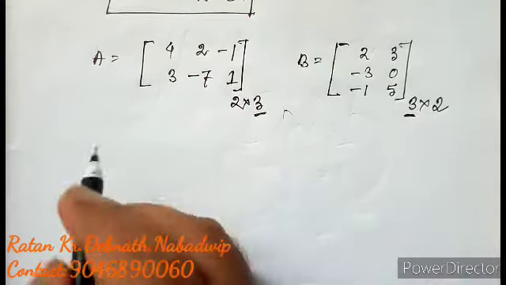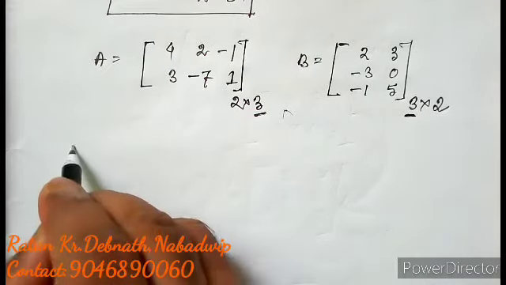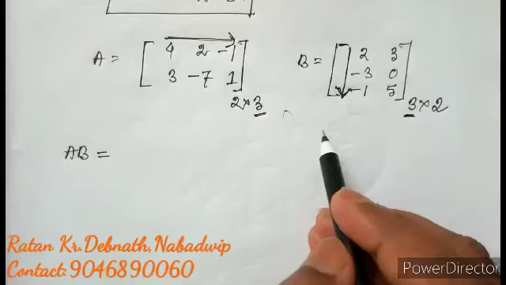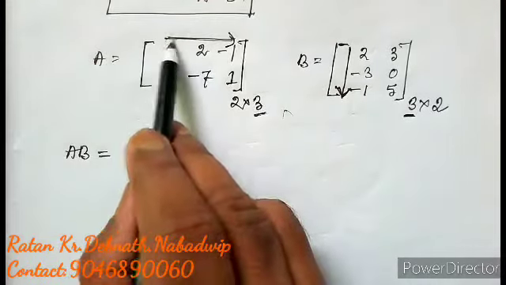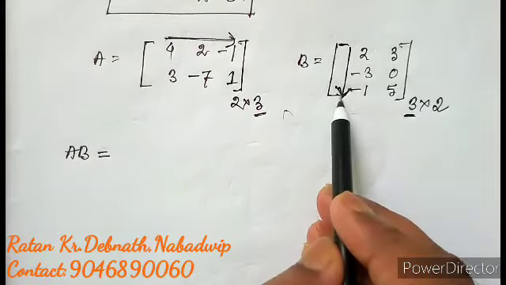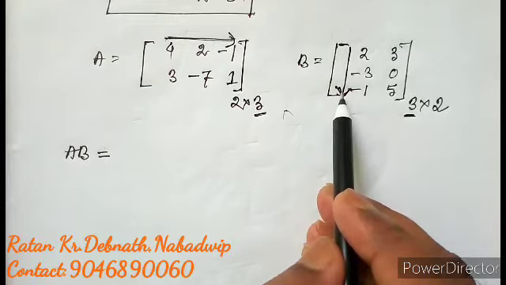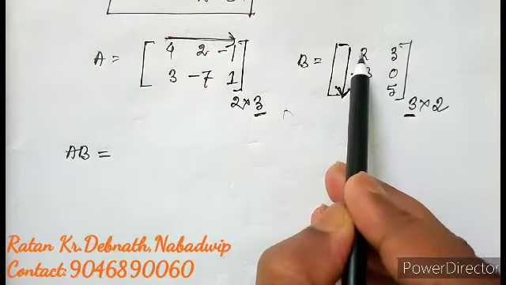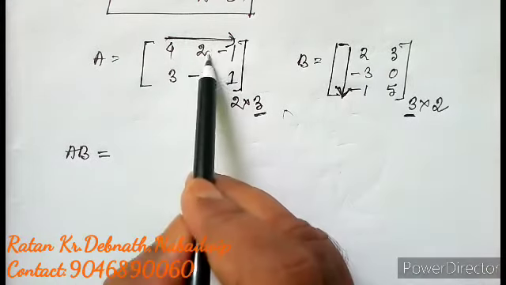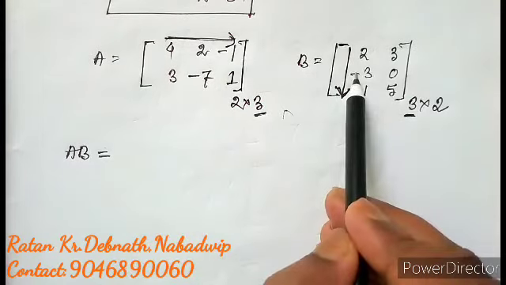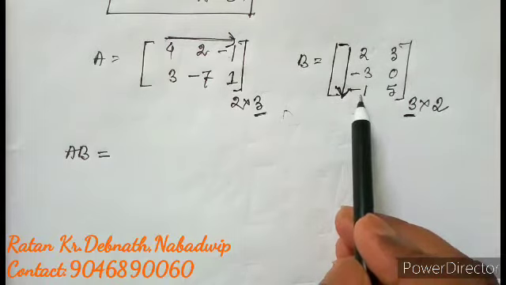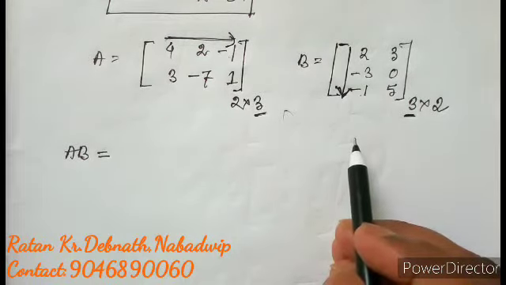How to multiply? Let's see. AB means A into B. You have to coincide this row with this column. That is, we are going to multiply 4 with 2 plus 2 with minus 3 plus minus 1 with minus 1. This is how we can get the first element of the resultant matrix.